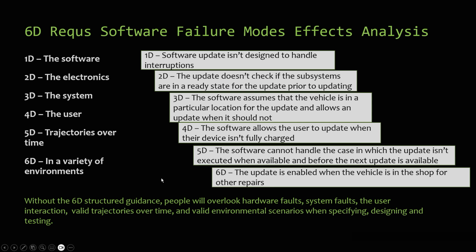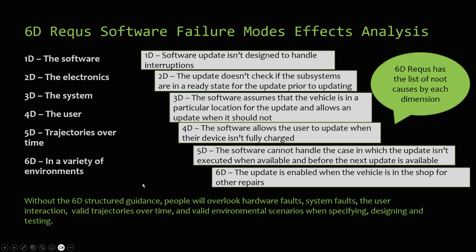Without the 6D structure guidance, people will overlook hardware faults, system faults, user interactive actions, valid trajectories, valid environmental scenarios, and they'll overlook them when specifying, designing, and testing, which is a key part of ISO 26262. The 6D Requs has a list of root causes for each dimension.